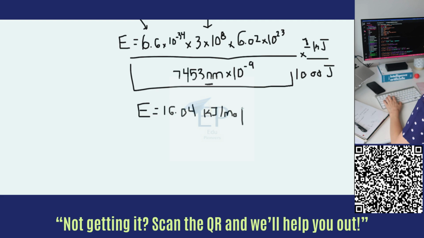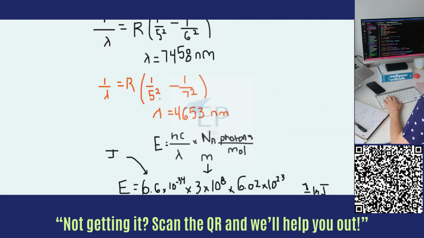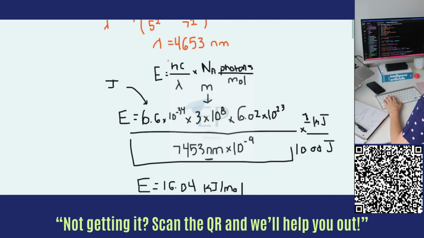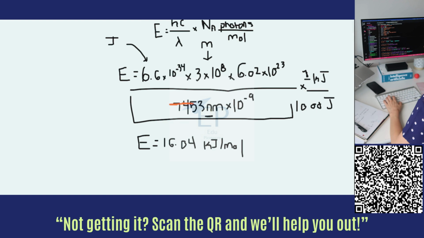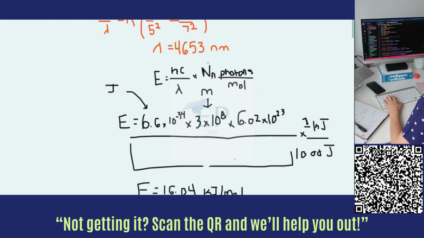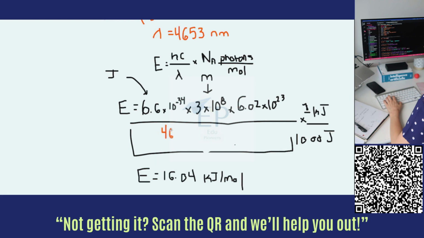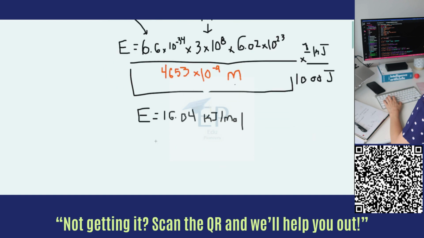Great. So we're going to do the exact same thing with our second line. So I'm just going to go ahead and erase this so I don't have to write it all over again. So, oops, that's not what I wanted to do. There we go. So we're going to have the same exact structure. The only thing we're changing in this case is the wavelength. So we're going to use our second wavelength, which was 4,653. And again, we want it to be in meters, so we're going to say times 10 to the negative 9th, which will give us meters. And that is going to equal E equals 25.7 kilojoules per mole.